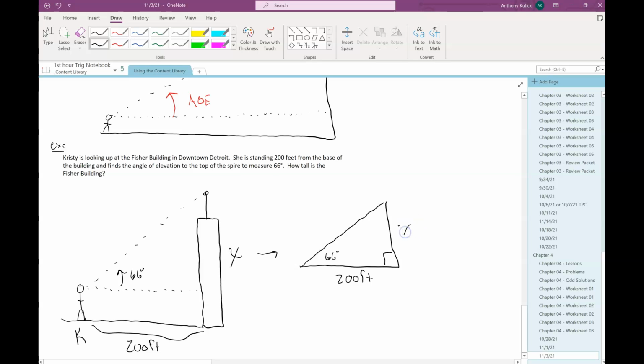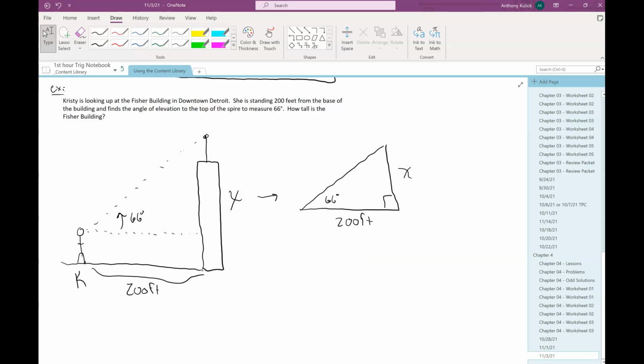And we're looking for that side. So we have a right triangle where we know a side and an angle, and we're looking to solve for another side. What trigonometric tool are we going to use to solve that kind of situation?